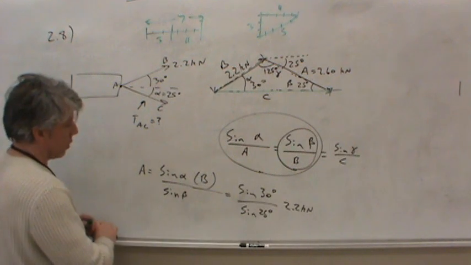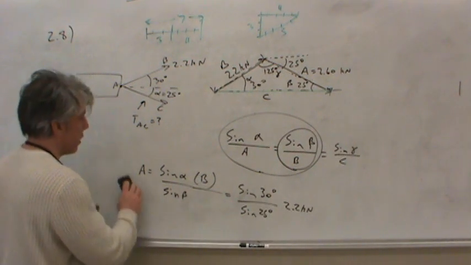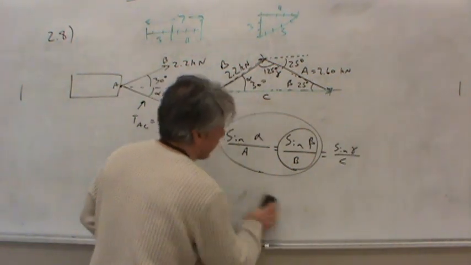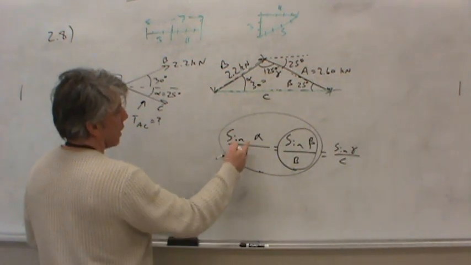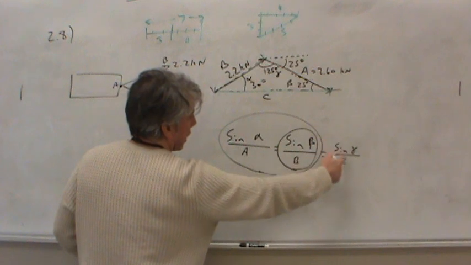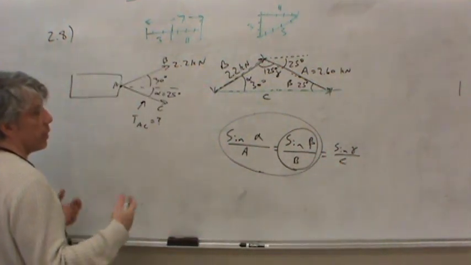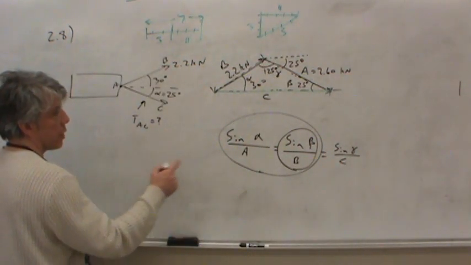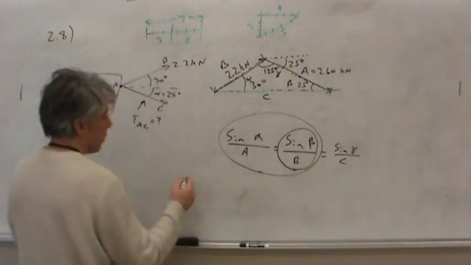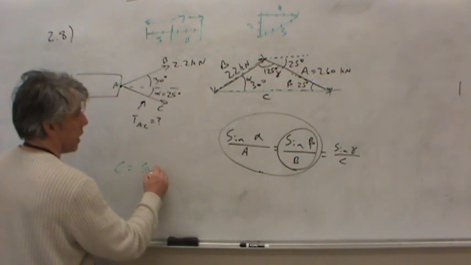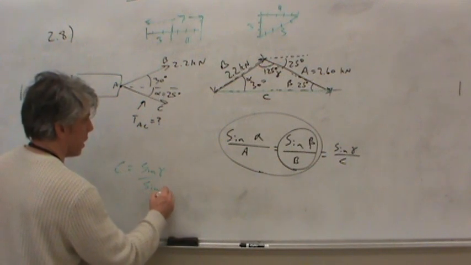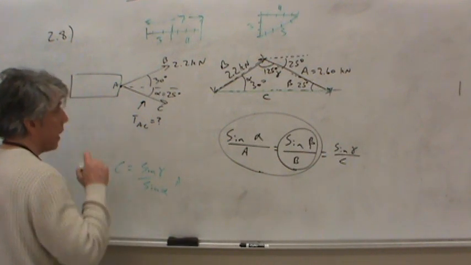Our equation would look a whole lot like this. In fact, rather than modifying it, I'll just write it again. What do we know? Well, we know sine alpha over A equals sine gamma over C. C is what we want. We know all the angles. So if we solve for C, then what would it be? Well, let's see. C, pull it over to the other side: sine gamma over sine alpha times A.